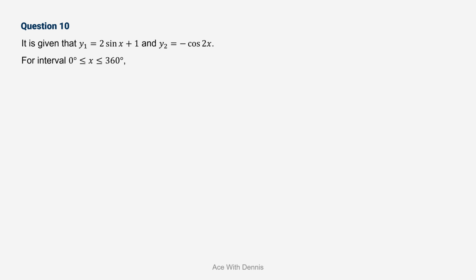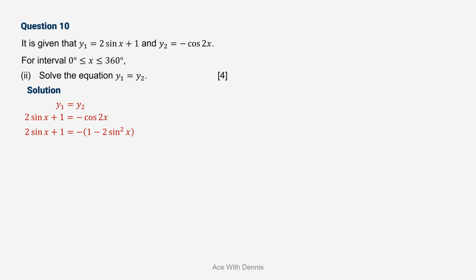For the interval of x from 0 degrees to 360 degrees inclusive, part 2. Solve the equation y1 equals y2, 4 marks. So we equate y1 equals y2, and we get 2 sin x plus 1 equals negative cos 2x. Cos 2x can be written as 1 minus 2 sin squared x. Hence, the equation becomes 2 sin x plus 1 equals negative bracket 1 minus 2 sin squared x.